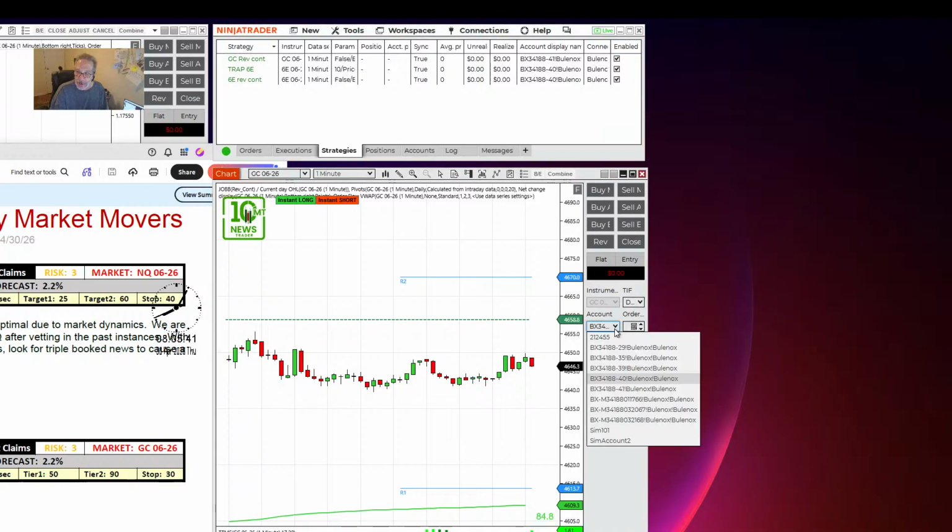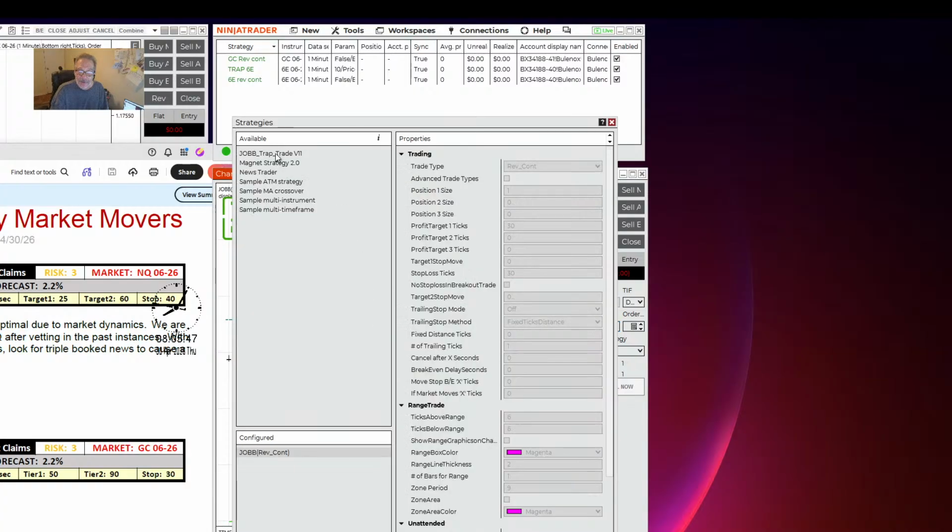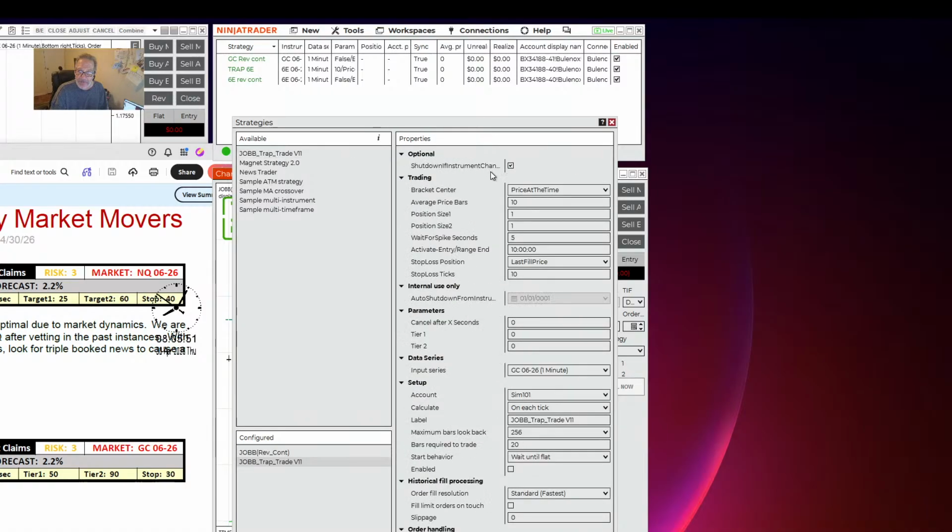Put my chart on account number 41. I'm going to set up my trap trade. Right click strategies, double click trap trade.